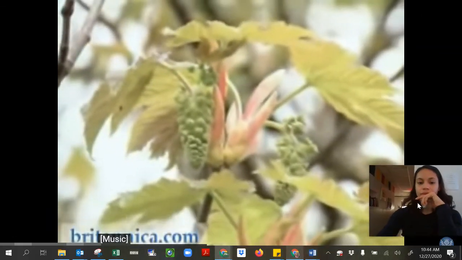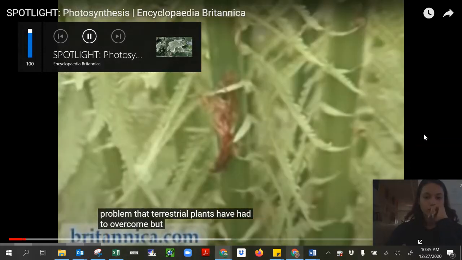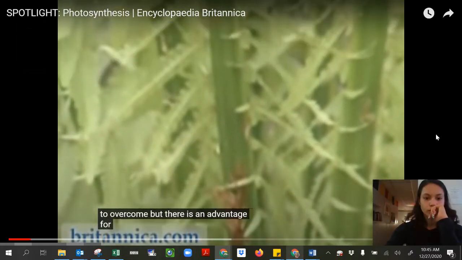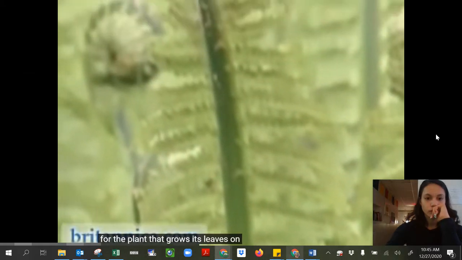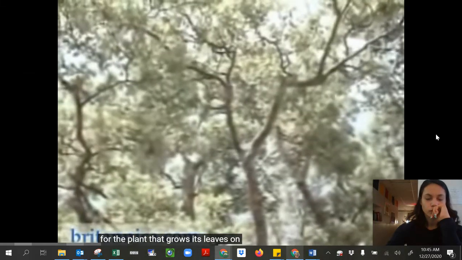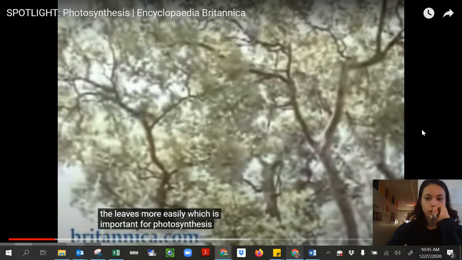Moving water from roots to leaves is a problem that terrestrial plants have had to overcome. But there is an advantage for the plant that grows its leaves on stems and high branches. Light can reach the leaves more easily, which is important for photosynthesis.